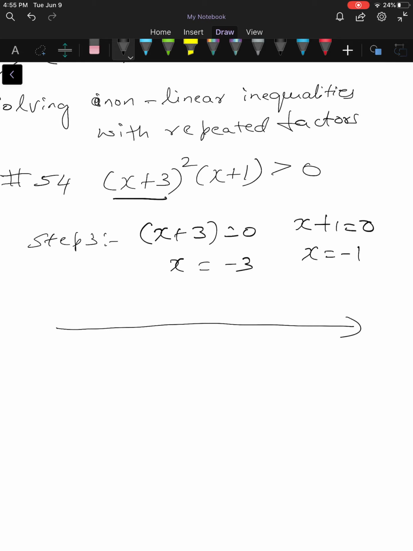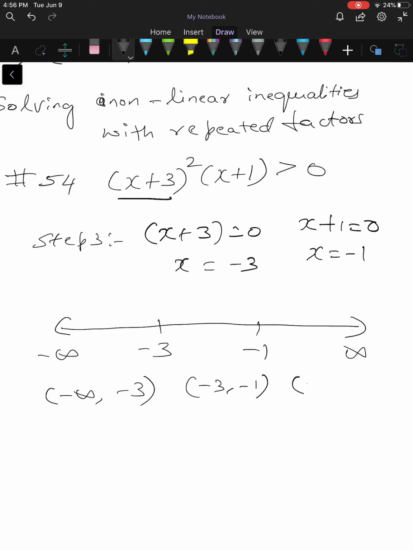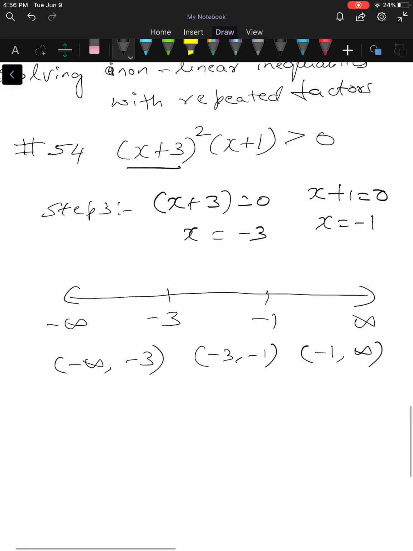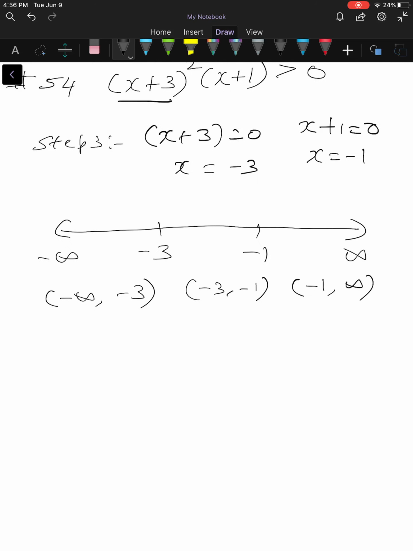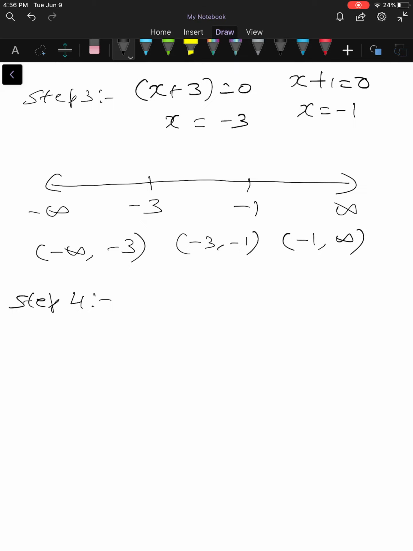To divide it into intervals, we have negative infinity to infinity, with negative 3 and negative 1. So again here you have the open intervals negative infinity comma negative 3, negative 3 comma negative 1, and negative 1 comma infinity. Now to draw a table, check the signs with trial values in each interval. So our intervals are these.